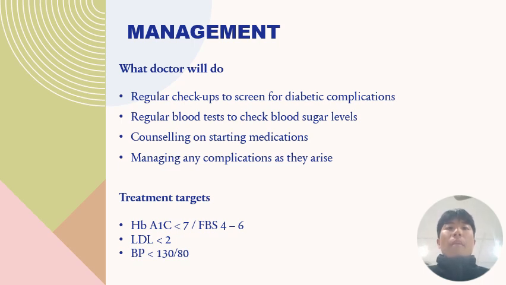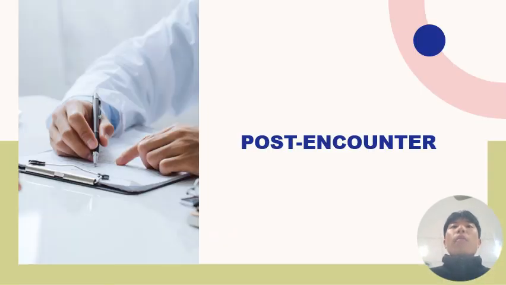Please remember the treatment targets for diabetic patients. You should aim for glycated hemoglobin under 7, fasting blood sugar level from 4 to 6, LDL under 2, blood pressure under 130/80. Now I will introduce possible post-encounter questions.